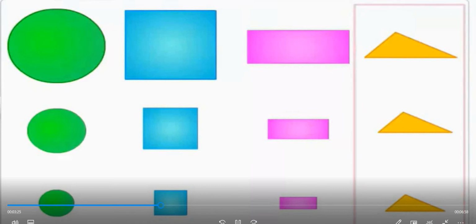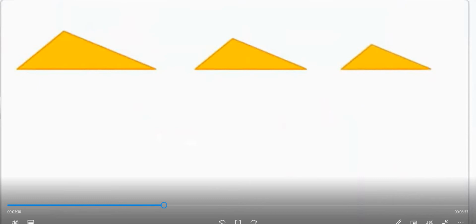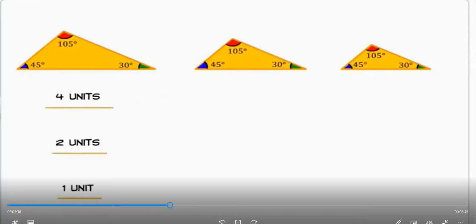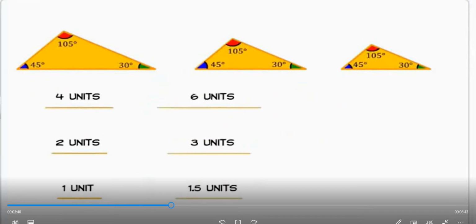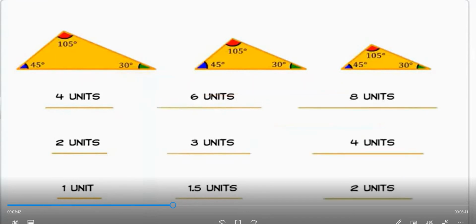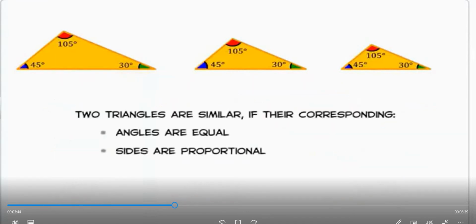Now, let's check the similarity of triangles. On measuring the angles, we find that the corresponding angles are equal. On measuring the lengths of the corresponding sides, we find that the three pairs of corresponding sides are proportional. For two triangles to be similar, the corresponding angles must be equal, and the length of the corresponding sides must be proportional.